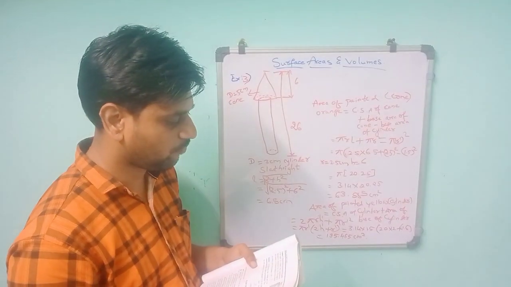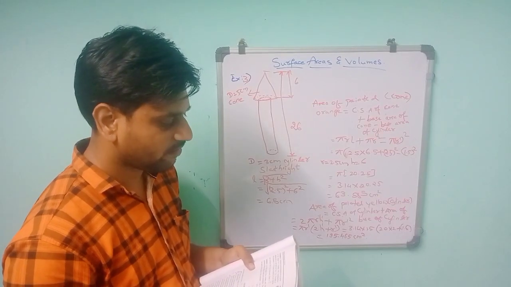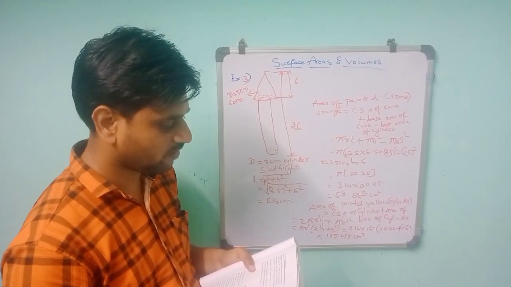So like that, if you see the fourth one, a man made a bird bath for his garden in the shape of a cylinder with hemispherical depression at one end. The height of the cylinder is 1.45 meter and its radius is 30 centimeter. Find the total surface area of the bird bath.